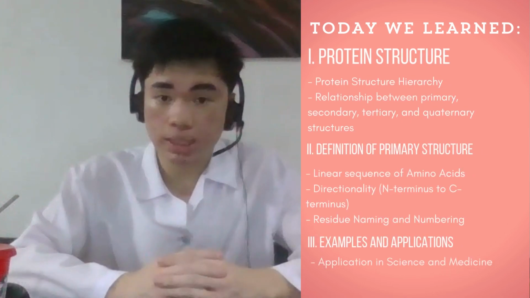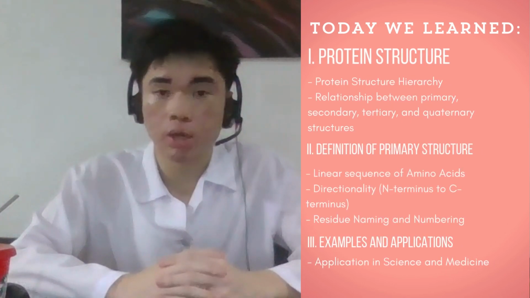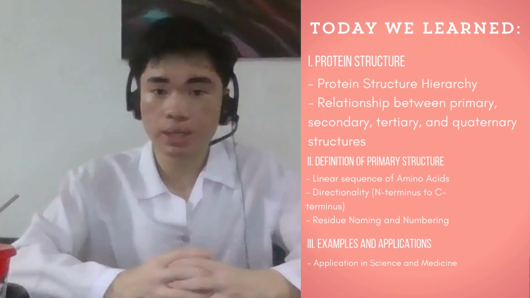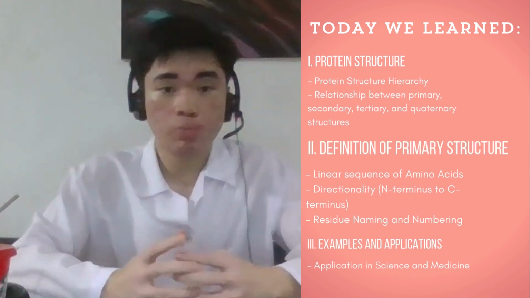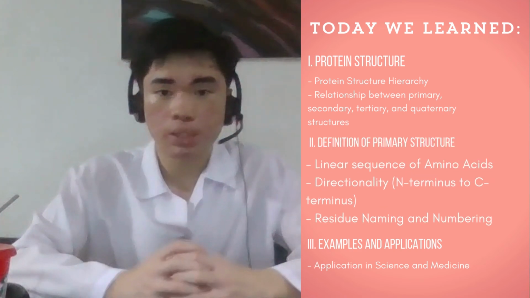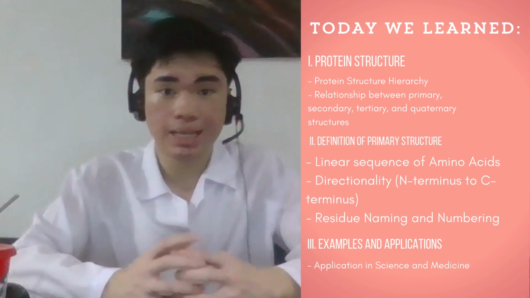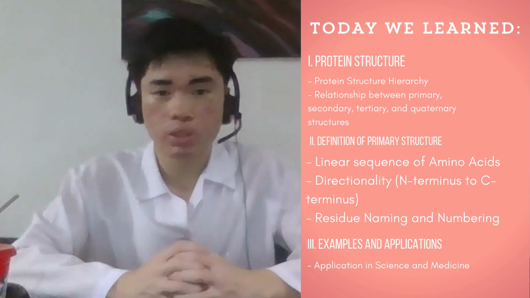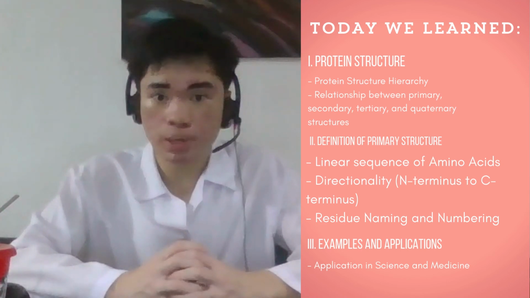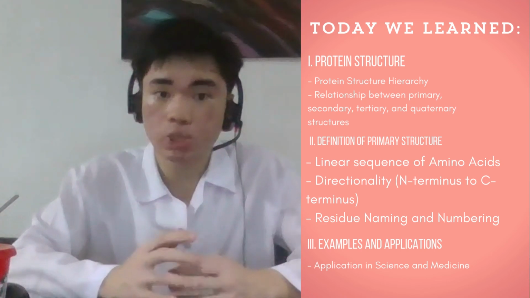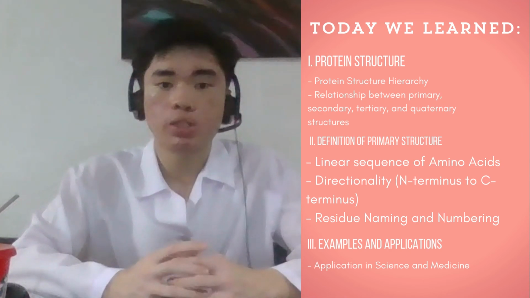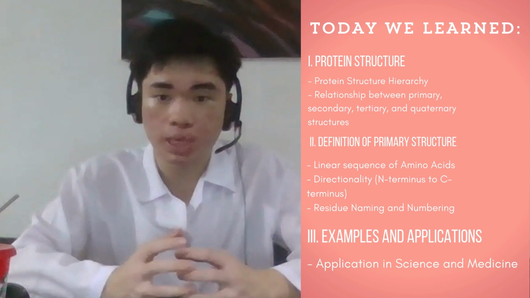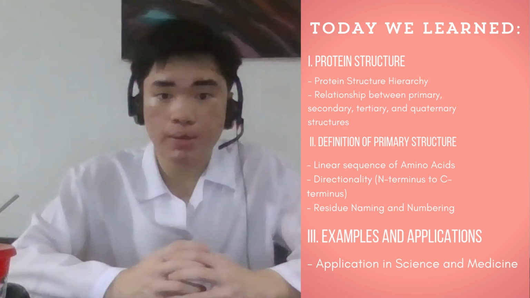To wrap up what we've learned today, we looked at how proteins aren't just blobs, but have structure. We also explored the hierarchical levels from the simple amino acid chain to complex folded forms. We also zoomed in on the primary structure, which is the linear sequence of amino acids that gives proteins their identity. We also looked at the directionality from N terminus to C terminus and why changing just one residue can flip a protein's entire function. We also saw how this knowledge powers breakthroughs in medicine, genetics, and biotech.